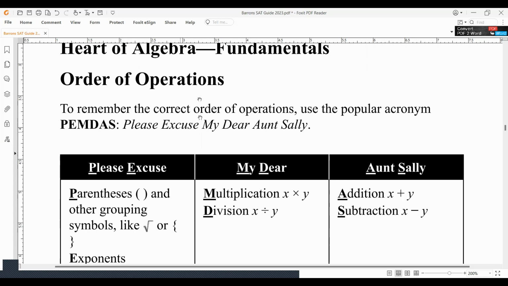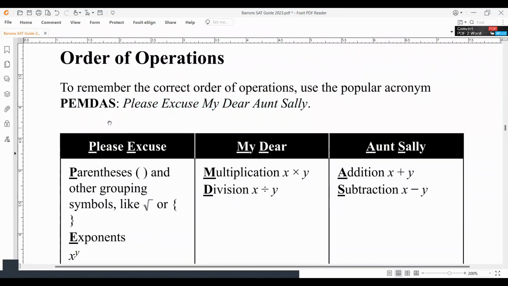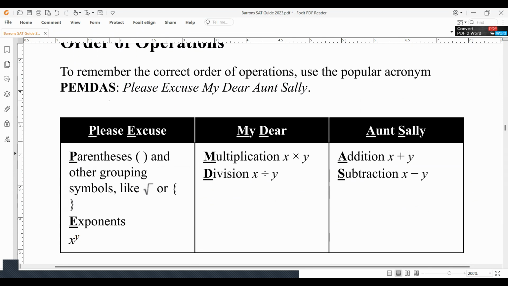We're just making an acronym. PEMDAS. Please excuse my dear Aunt Sally. I don't think you need to struggle to remember it. Please excuse my dear Aunt Sally. We can definitely remember it. PEMDAS. Okay, so what does P stand for?